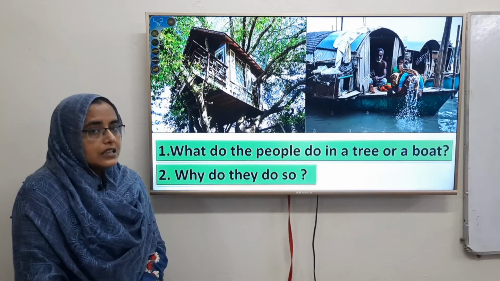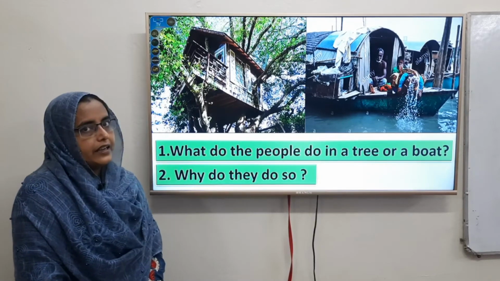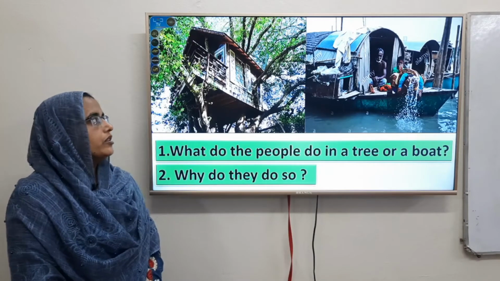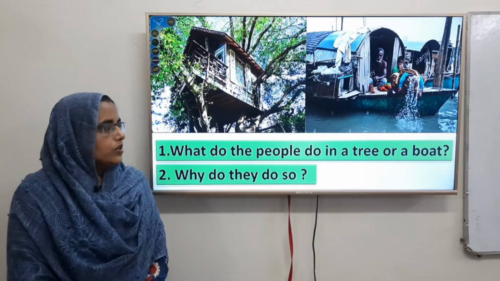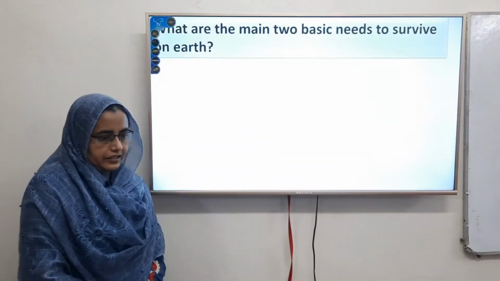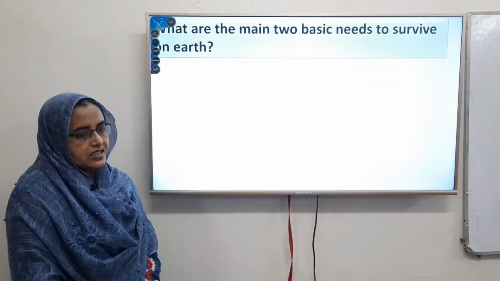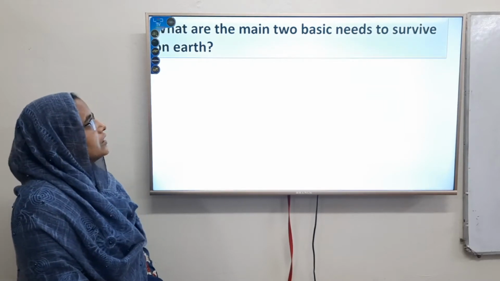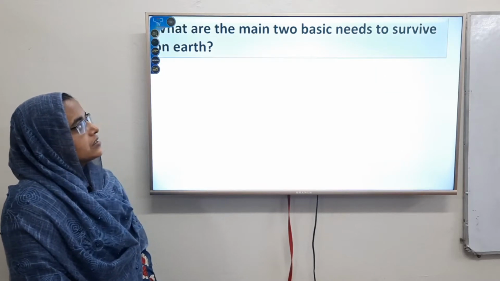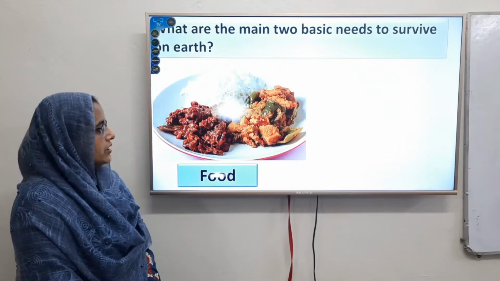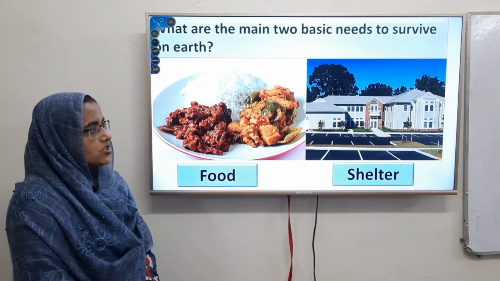Yes, learners, because there is a scarcity of land, that is why people live on the top of a tree or on a boat. Here is another question for you. What are the main two basic needs to survive on earth? The main two basic needs. One is food and another one is shelter.